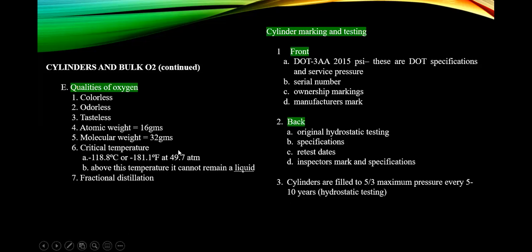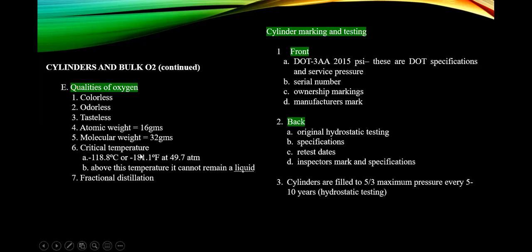The most important thing in this section is the critical temperature of liquid oxygen. Critical temperature, do not get them confused. Negative 118.8 Celsius or negative 181.1 Fahrenheit. Okay, don't forget that. If it climbs above that temperature, it can no longer remain a liquid. It turns into gas. Okay, it turns into gas.